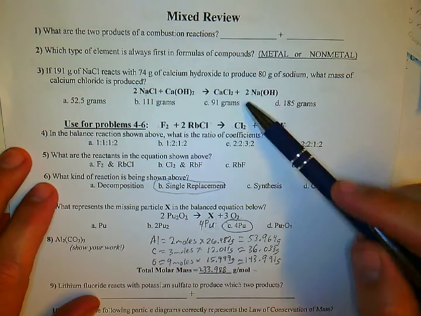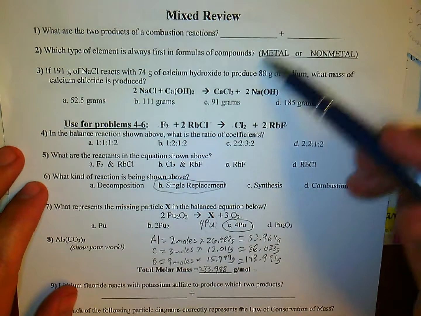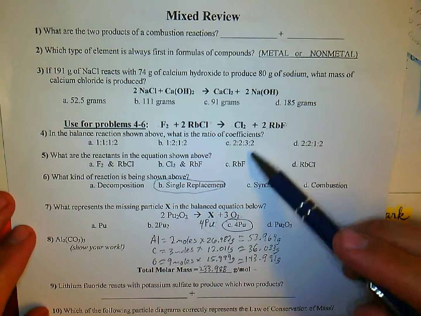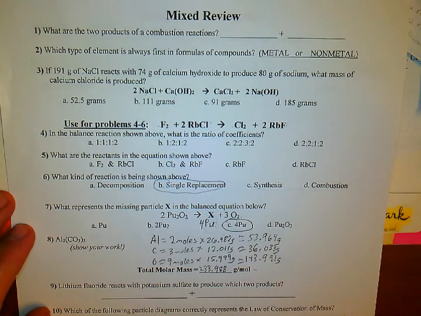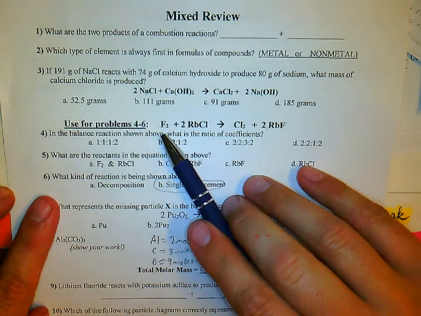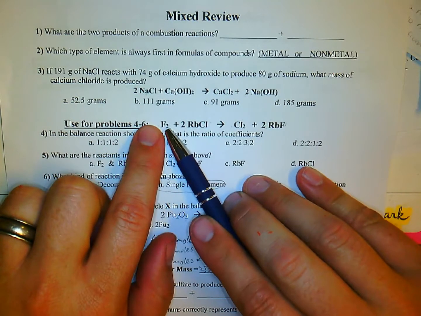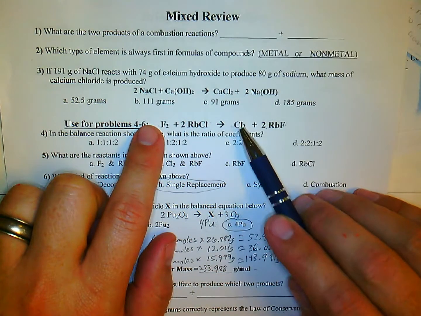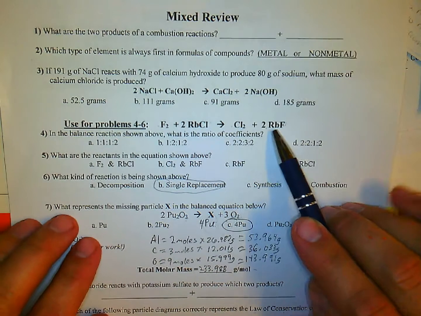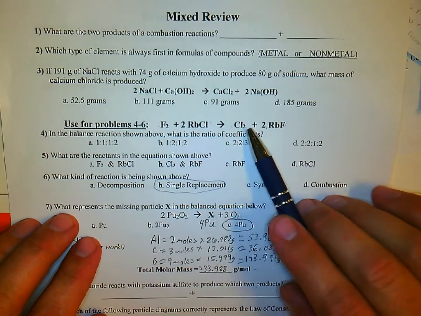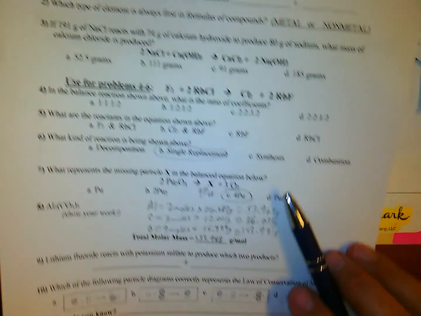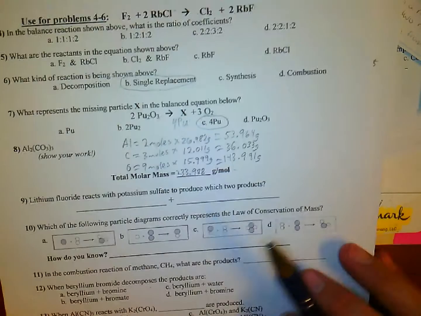So numbers 1, 2, and 3, it's just real easy stuff. You can do that. Numbers 4, 5, and 6 go together. And so number 6, we were looking at it. We have a metal, or an element, and a compound, that forms a separate, different element and a different compound. So if that's the case, then it's a single replacement reaction.